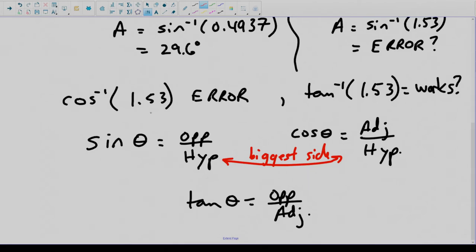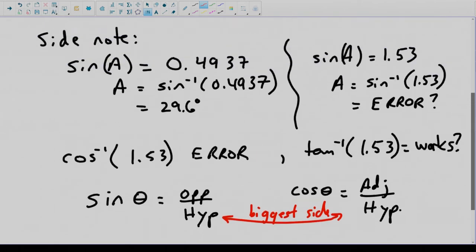If you actually have a number like this inside of an arc cos, you're basically saying that the hypotenuse was shorter than the adjacent side. That doesn't make any sense, okay? So we have to have numbers that are going to give us a ratio that's between 0 and 1 when we're using sine and cos and tan.